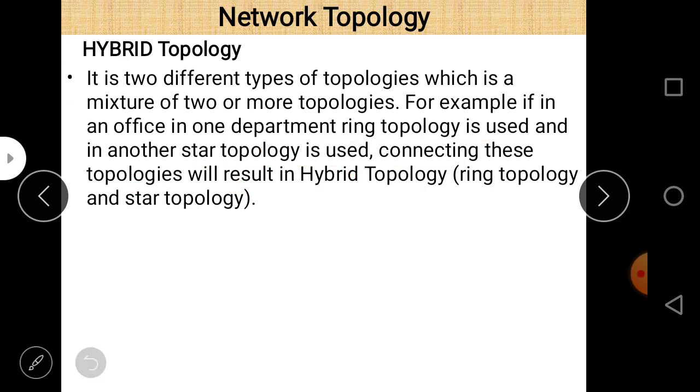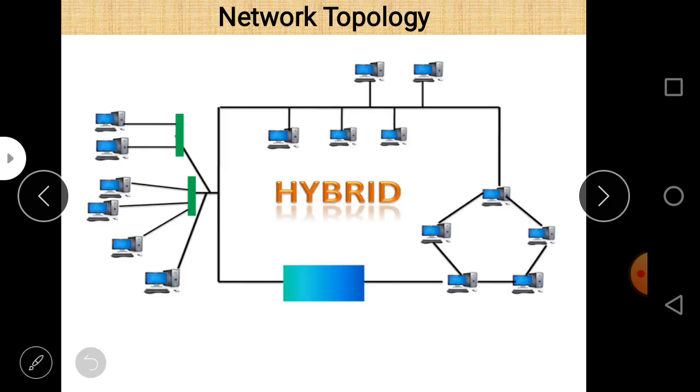So if we want to connect two different departments, and the first follows ring topology and the second is star topology, then to connect these two offices we require a hybrid topology, because it is a combination of ring topology and star topology. This is a diagram of hybrid topology. We can see that this is a bus topology, this is a ring topology, and this is a tree topology, and it is a combination of these three types of topologies. That's why it is called a hybrid topology.